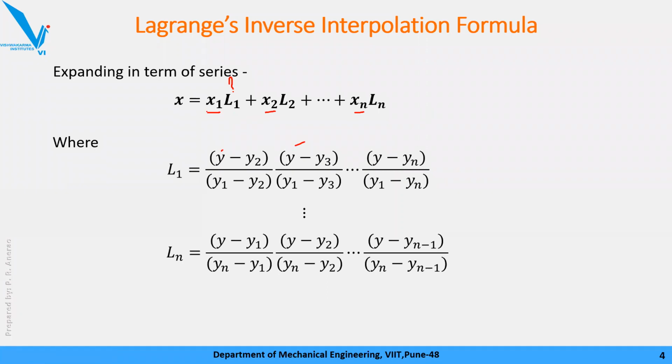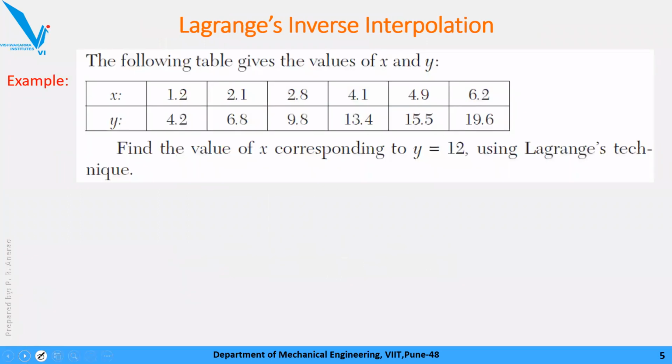From the data sheet, you will get x1, x2 up to xn. Do the multiplication and sum all the terms. It will give you the value of the unknown x. So we'll try to implement that in the numerical. The present table gives you data regarding x and y. X is input, y is output, but in the problem statement they have asked you to calculate the value of x based on the value of y. So y is 12, and we need to find out how much the x value will be.